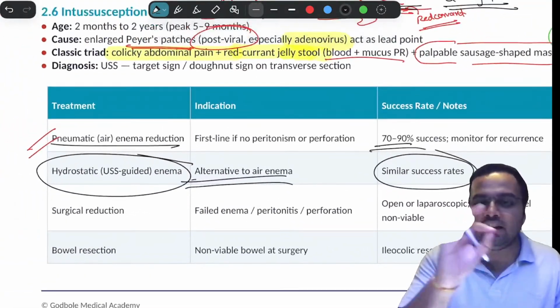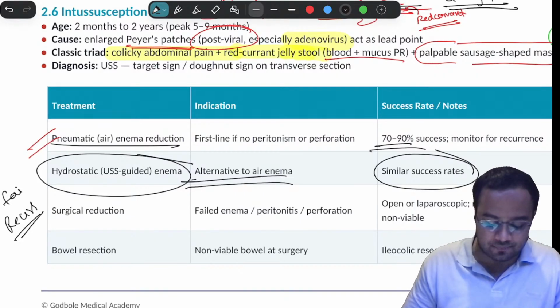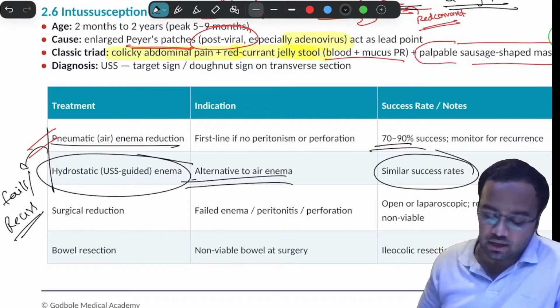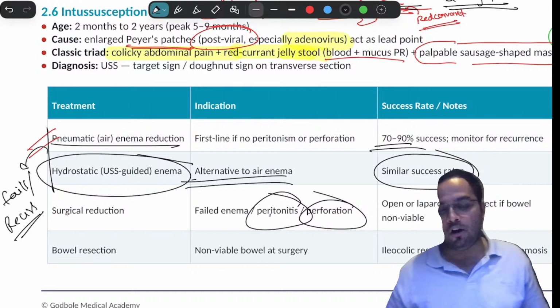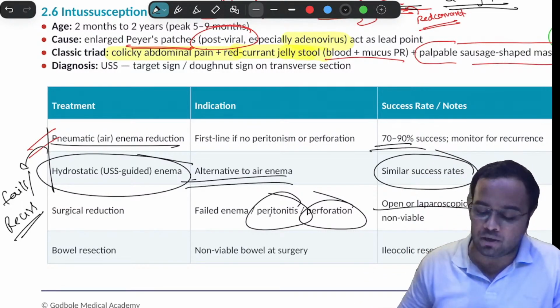But if the child fails or if it recurs, if these two are going to fail or recur, then you are going to go for surgery. And even if there is some indication of peritonitis, or you think that the segment is obstructed and then perforated, then you can go for surgery. Again, open or laparoscopic is done.